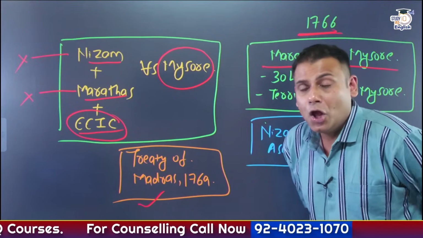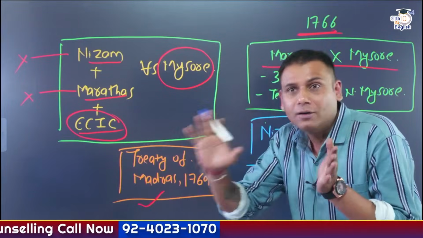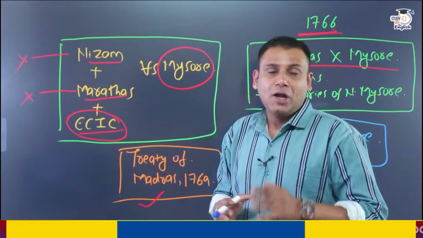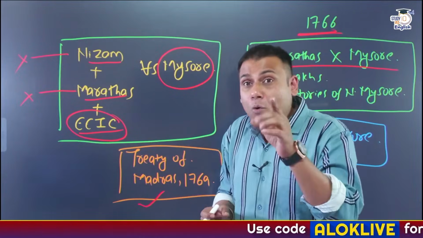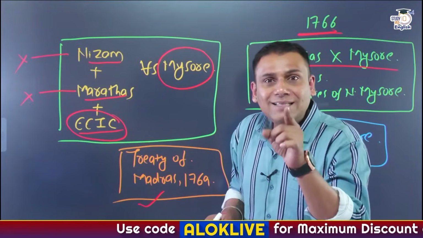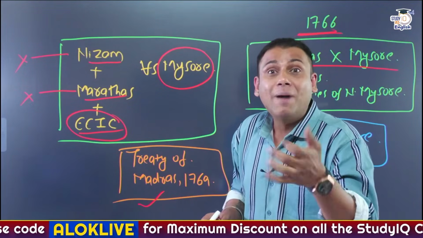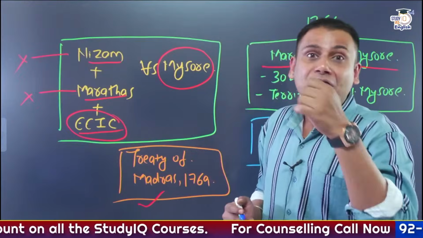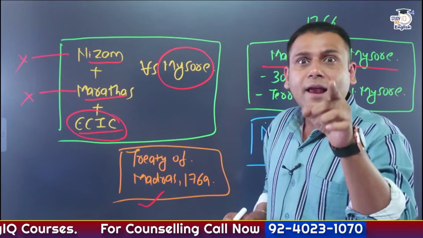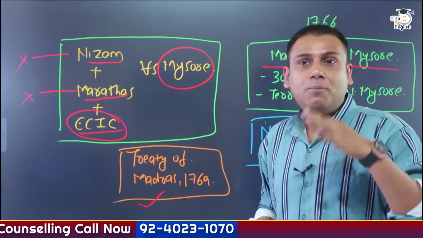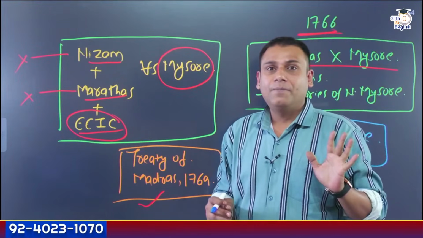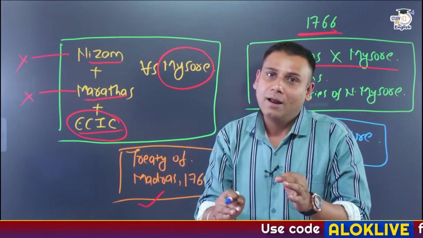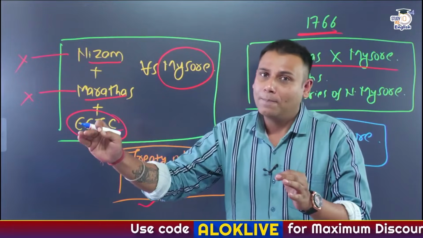As per the treaty, both of them will return the conquered territories. Both of them will exchange the prisoners of war. And the most important one, the English East India Company had promised Mysore, they had promised Hyder Ali, that if any other foreign invader, or for that sake, if any invader attacks you, we will provide you the military support. So my friends, this in simple words is nothing but the First Anglo-Mysore War.